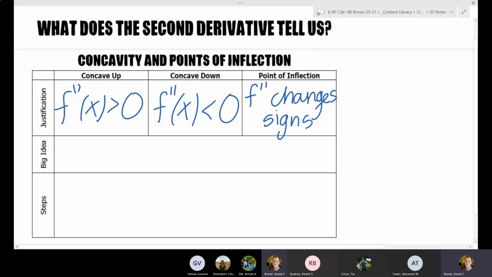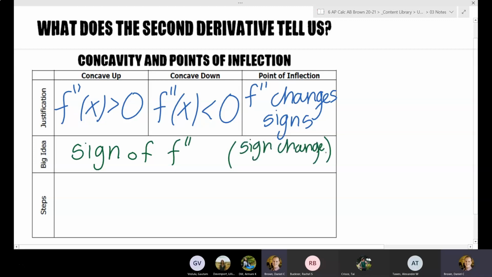So big idea, if ever I ask you to find concavity, the big overall calculus idea we're talking about is we want to look at the sign of the second derivative. Or if you're looking for a point of inflection, you're really looking for not just the sign, but where the sign changes in that second derivative.